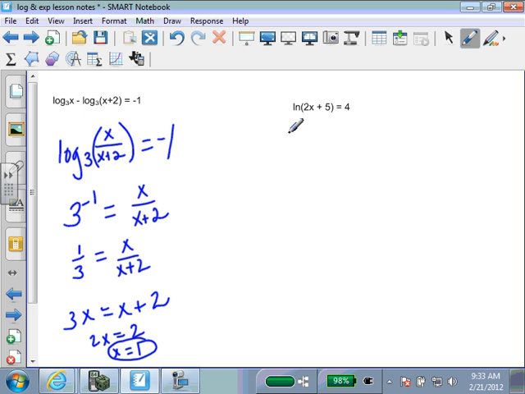Here we have natural log of 2x plus 5 equals 4. There's nothing I can do, so I'm going to go to exponential form. The base for natural log is e, so e to the 4th equals 2x plus 5. So I'm going to have to find e to the 4th. That's a number. Subtract 5 from it, then divide by 2, and that will be my x.